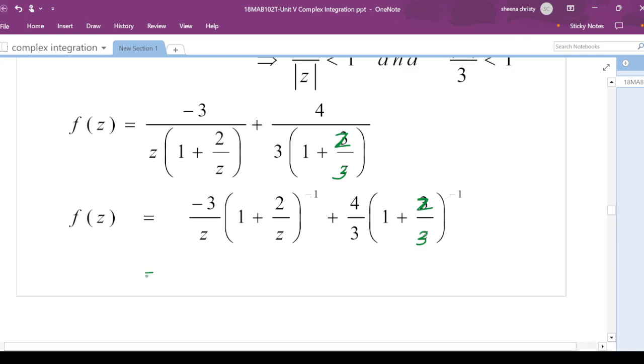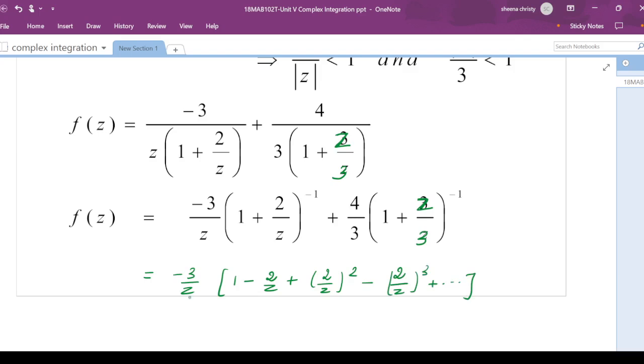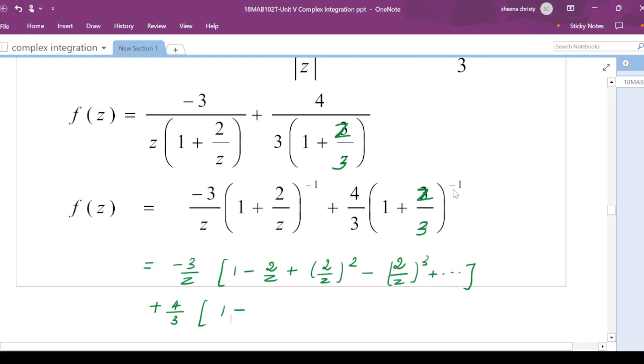So what is that power series expansion? You are going to get minus 3 by z into 1 minus 2 by z plus 2 by z the whole square minus 2 by z the whole cube, etc. Alternate terms are positive and negative because here you are having positive and the power is negative. The second term is going to be 4 by 3 into 1 minus z by 3 plus z by 3 the whole square minus z by 3 the whole power 3, etc. Here also you are getting positive and negative.